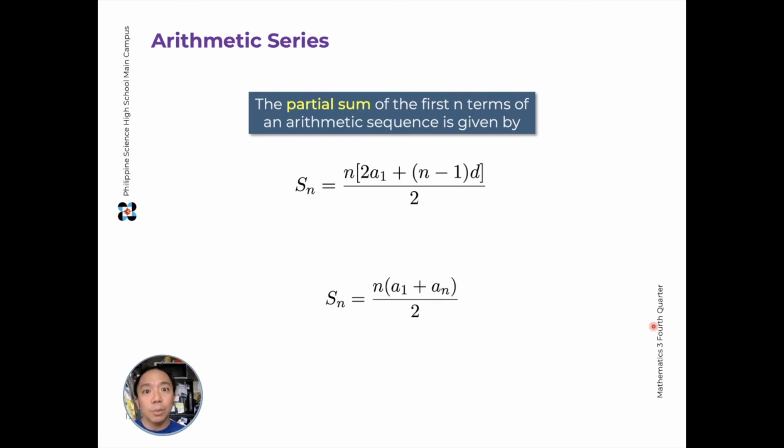The first one, yung given lang sa atin yung first term tsaka yung common difference, which is 2a sub 1 plus n minus 1 times d times the number of pairs n over 2. But if you know the first and the last terms, then the partial sum will be a sub 1 plus a sub n times the number of pairs n over 2.